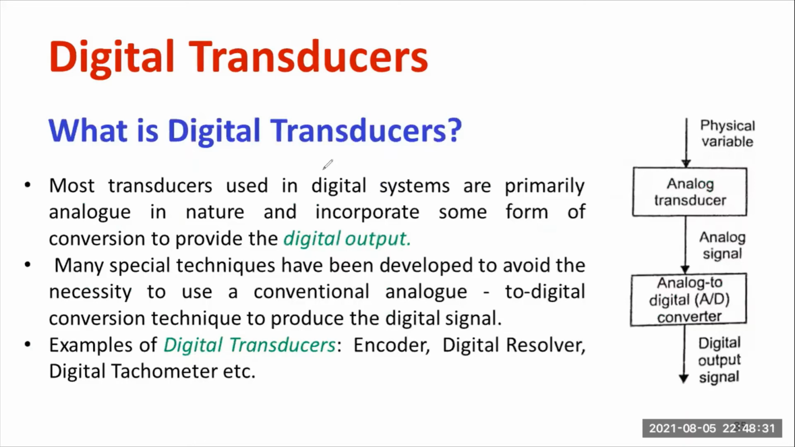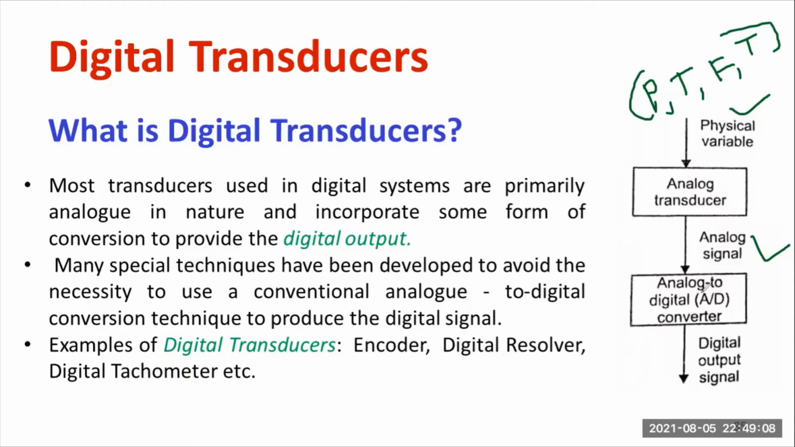Let us understand how a digital transducer operates. We have physical variables such as pressure, temperature, force, torque, etc. Our ultimate goal is to convert the physical variable into an electrical quantity with the help of a transducer. The first stage includes an analog transducer. With the help of the analog transducer, the physical signal is converted into an analog signal. In case of an analog signal, it will be in terms of current or voltage. It varies with respect to time.